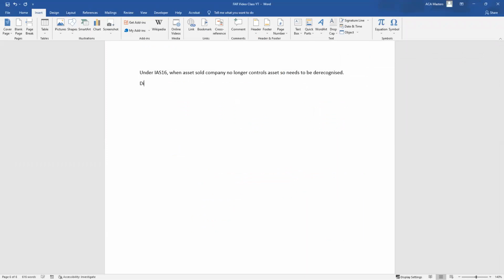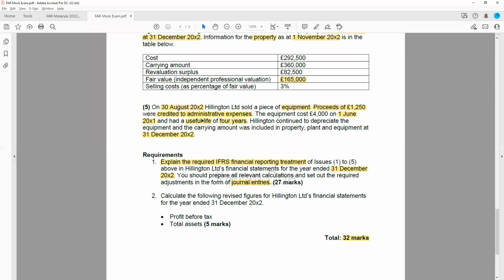And then we could say, difference between carrying amount at date of disposal and proceeds is a profit or loss on disposal. So again, all of these little abbreviations here and there save you time. And these are all perfectly understandable to the examiners and commonly used in practice. So therefore, we know the treatments. We're saying that they no longer controlled it, so the asset needs to be de-recognized. So now we can apply it to the scenario.